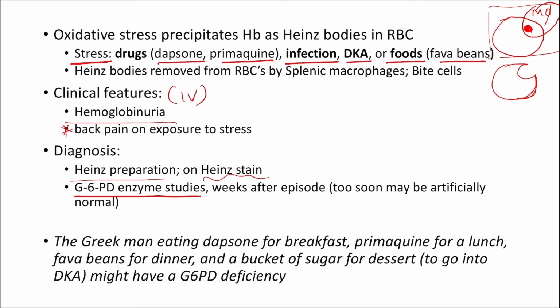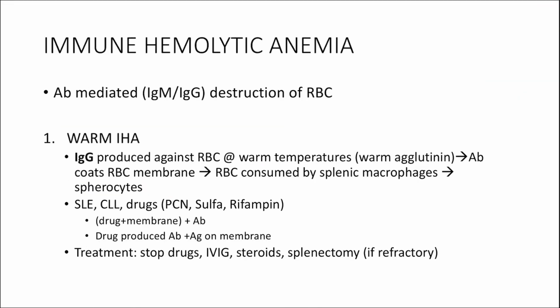And a simple way to remember this is the Greek man eating dapsone for breakfast, dapsone is a drug, primaquine for lunch, fava bean for dinner, and a bucket of sugar for dessert because of the diabetic ketoacidosis, might have G6PD deficiency. Next, we talk about immune hemolytic anemia.